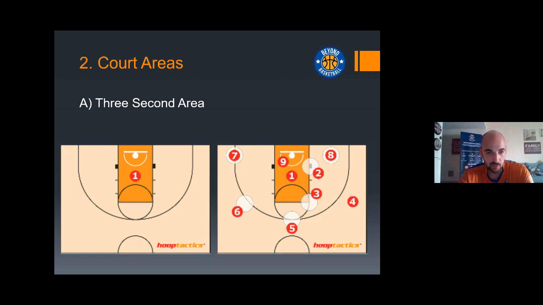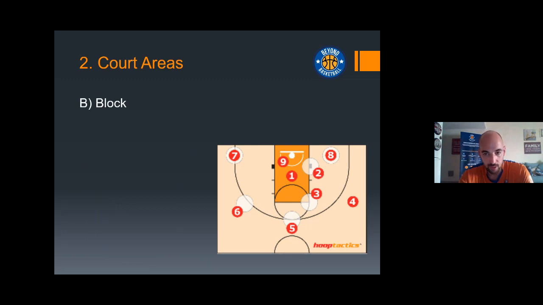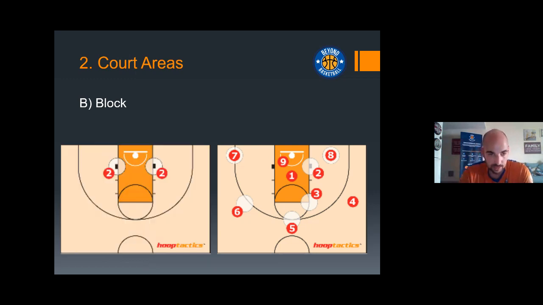Okay, so the next one will be the block area, which we also call the low post area. The block is a buffer area painted on the lane line separating offensive and defensive players during a free throw attempt. It is a very strategic area during the game. We call that area the low post, of course.